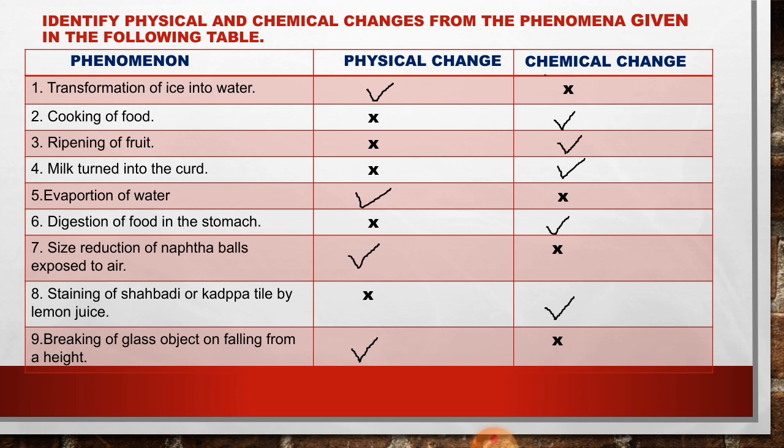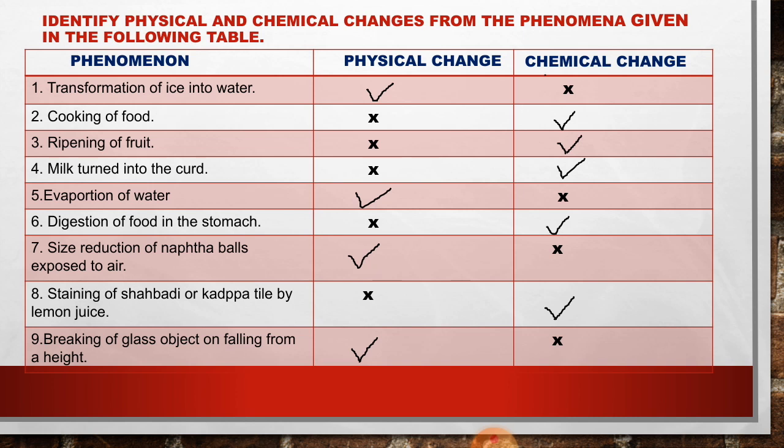Then milk turned into curd. This is also a chemical change. Evaporation of water, where water, that is liquid, gets converted into a gaseous state. So this is a physical change. Then digestion of food in the stomach. In the stomach, food undergoes various kinds of processes and this is a chemical change. Size reduction of a naphthalene ball exposed to air. This is a physical change where the size of the naphthalene ball gets reduced.